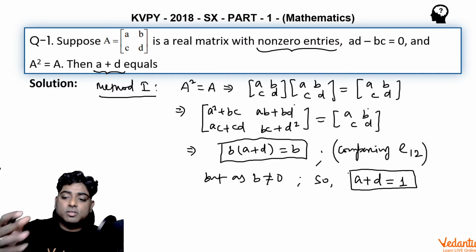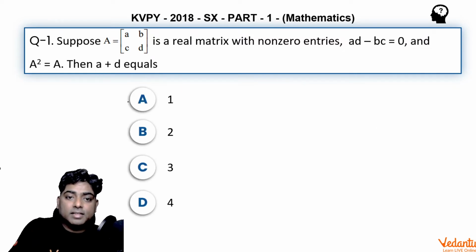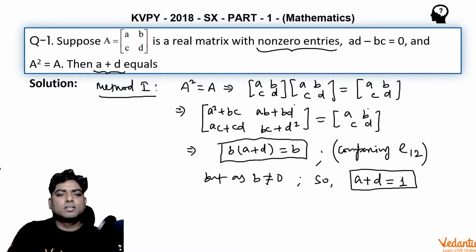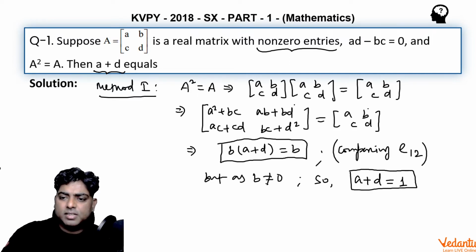The answer to this question must be 1. A plus D has to be 1. So this is a very simple idea, a very simple method. We just found A square and compared it with A. Comparing the element of first row and second column, or second row and first column, we got A plus D as 1, because no entry was given to be 0. So B was not 0, so A plus D here would be 1.